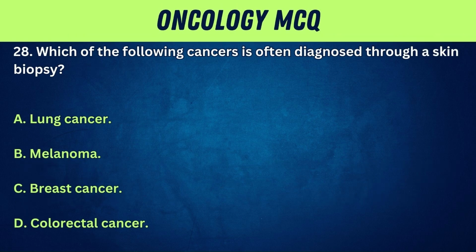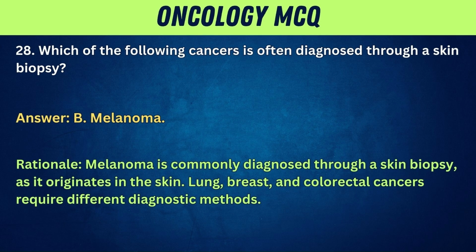28. Which of the following cancers is often diagnosed through a skin biopsy? A. Lung cancer. B. Melanoma. C. Breast cancer. D. Colorectal cancer. Answer: B. Melanoma. Rationale: melanoma is commonly diagnosed through a skin biopsy as it originates in the skin. Lung, breast, and colorectal cancers require different diagnostic methods.